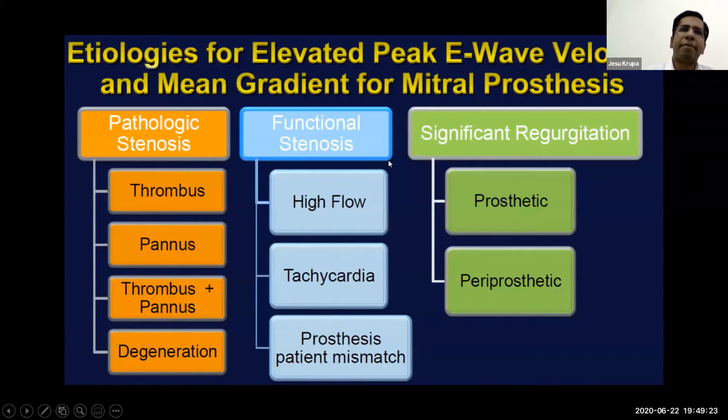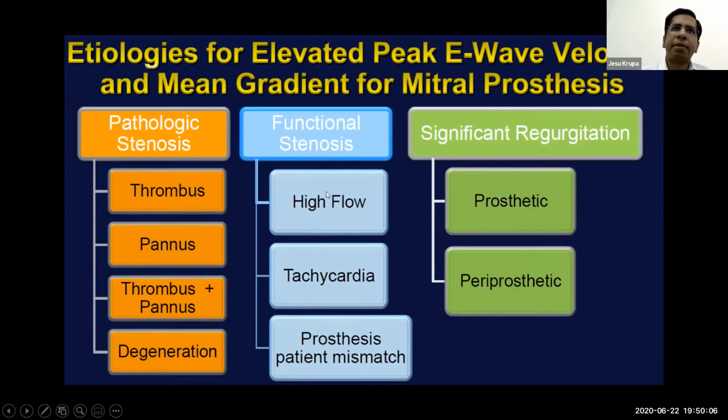Now there are different conditions which can cause an elevation of the E wave velocity or the peak velocity and the mean gradient. So it is good to know what these conditions are, and once we know them, these are the things that we will be looking for in echo also. So it could be, most importantly, stenosis, and pathologic stenosis can be as a result of thrombus, pannus. These two need not occur in isolation. They can be a combination of thrombus over pannus or degeneration in case of a bioprosthetic valve. I'll be showing illustrative cases for most of these things.